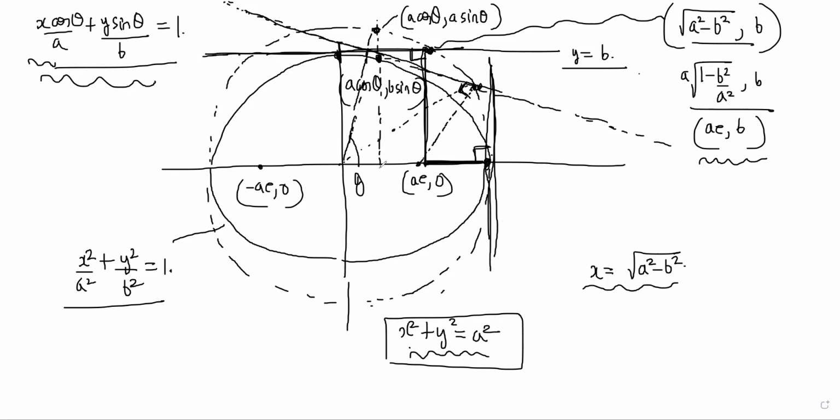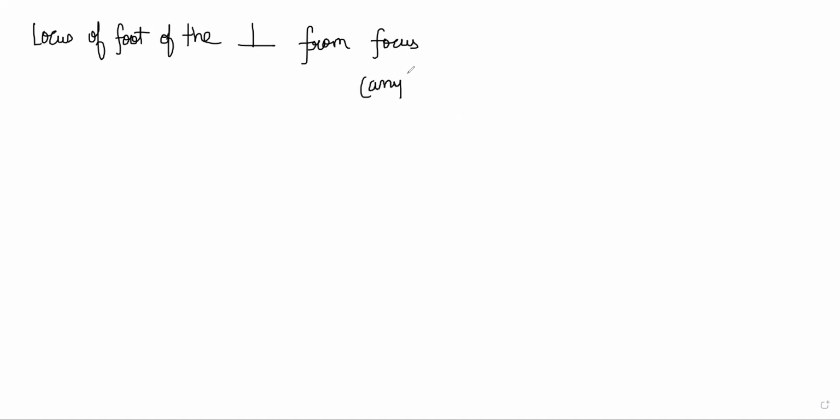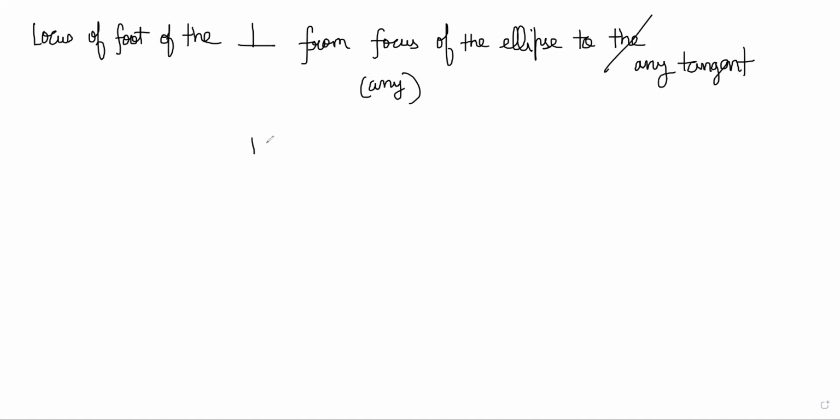So for now, you should just remember what the locus is. Locus of foot of the perpendicular from any focus of the ellipse to any tangent is the auxiliary circle.